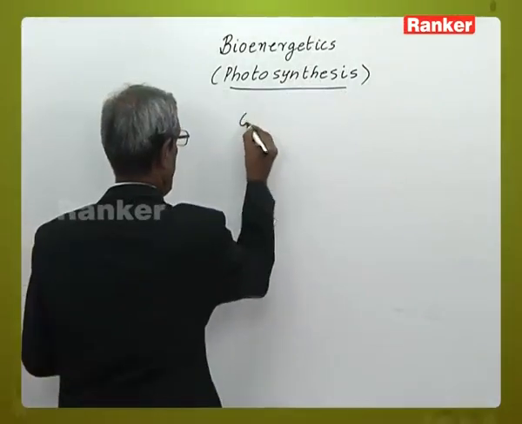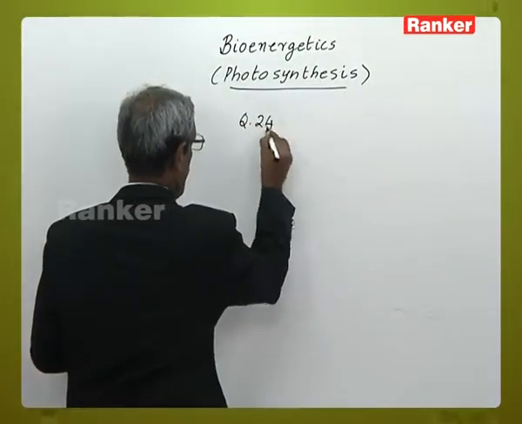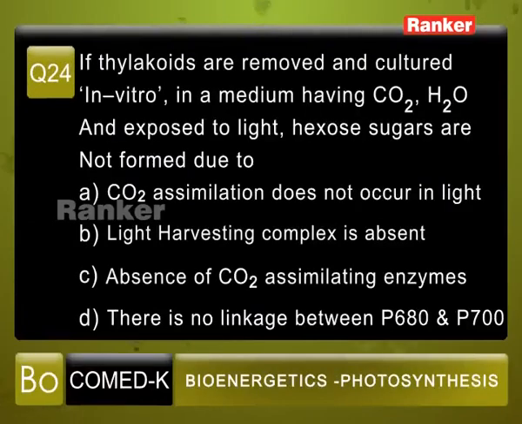We go to question number 24. If thylakoids are removed and cultured in vitro, that is under artificial conditions, in a medium having carbon dioxide, water and exposed to light, hexose sugars are not formed due to A, carbon dioxide assimilation does not occur in light, B, light harvesting complex is absent, C, there is absence of carbon dioxide assimilating enzymes, and D, there is no linkage between P680 and P700.